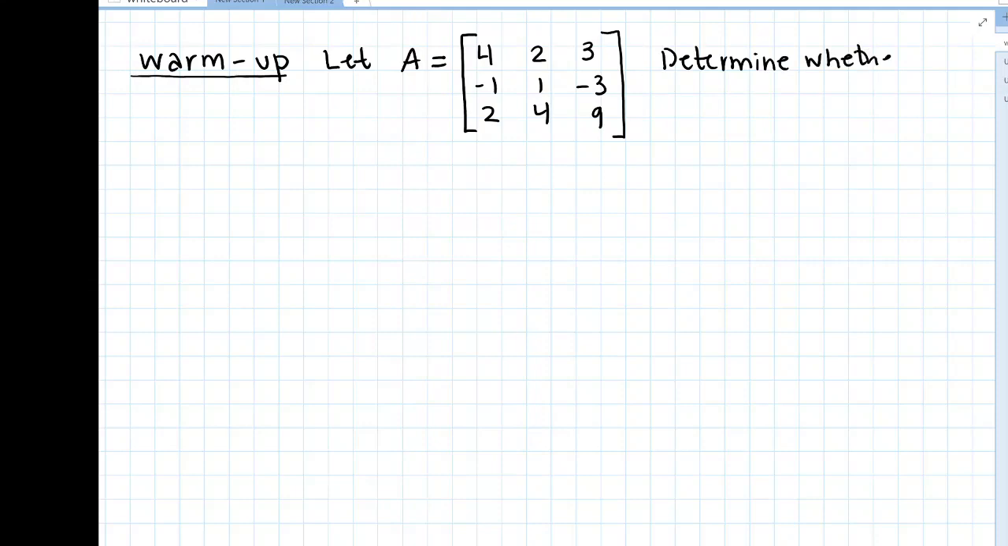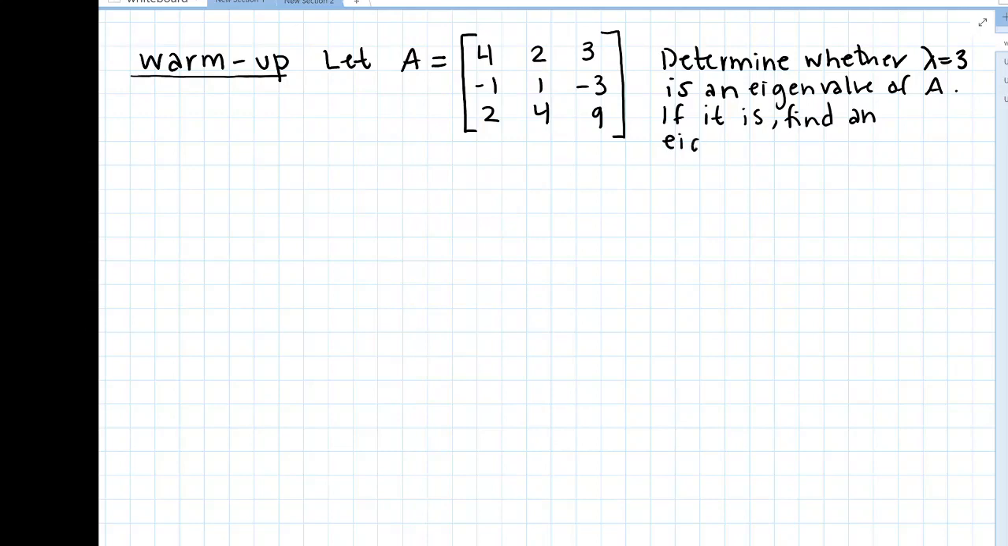What I would like you to do is determine whether lambda equals 3 is an eigenvalue of A, and if it is, find one specific example of an eigenvector. I would recommend pausing this and trying to see if you remember what that process is. This was what we were working on last week at the end of the week, but we'll go over it again together because there's a couple things I want to point out along the way.